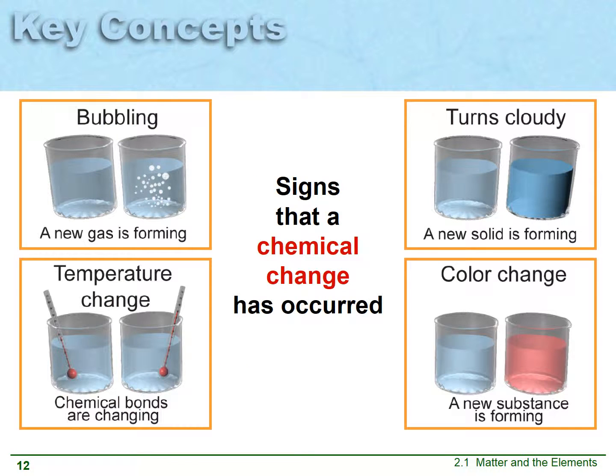Four typical signs we would look for that show us a chemical change might have occurred are gas formation, solid formation, color change, or temperature change.